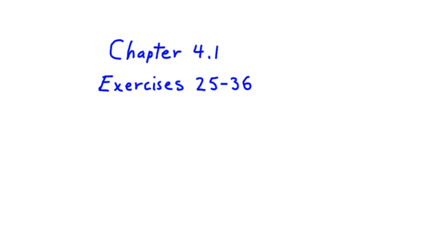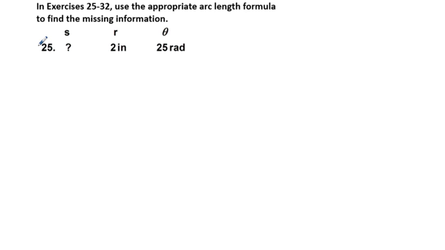This is chapter 4.1, exercises 25 through 36. Section 4.1 of the book has to do with angles. In this case, angles in radians and degrees and the arc length, finding out the arc length or using the arc length to find a radius or the angle. And to do this, we're going to use the arc length formula.